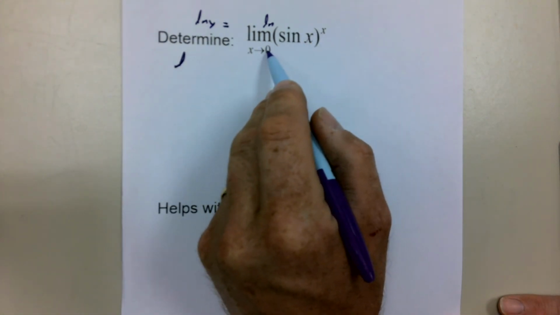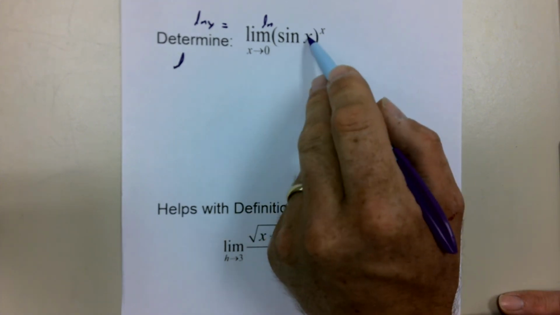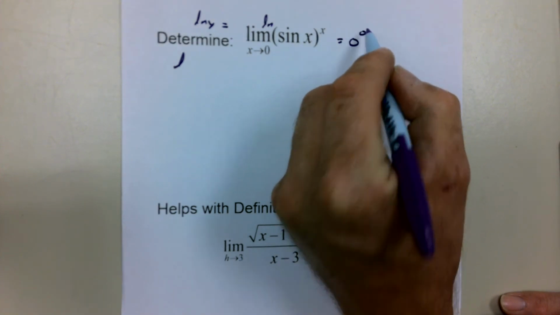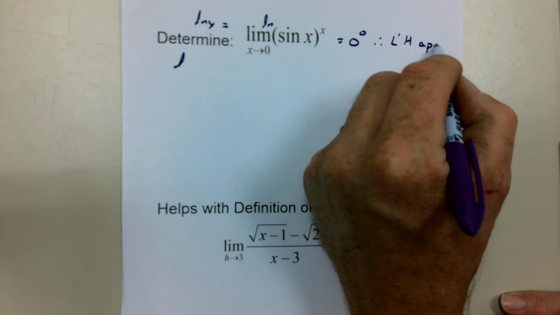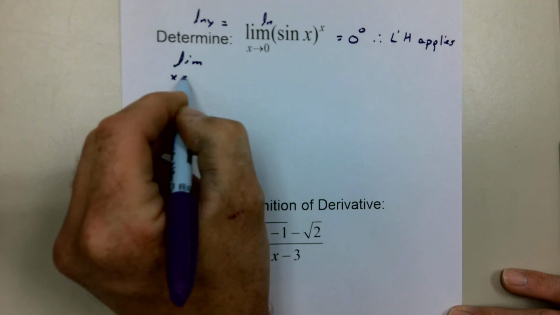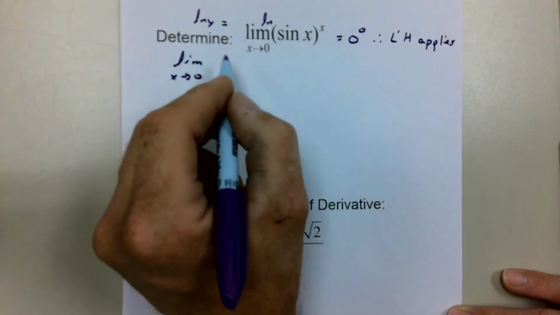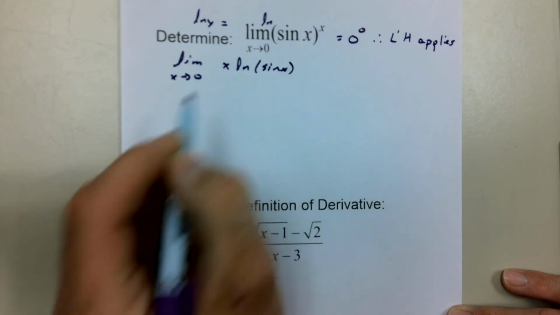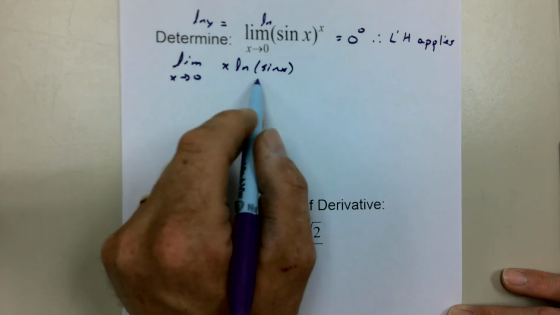Again, if we plug in 0, I guess we should make sure L'Hopital's rule applies. If I plug in 0, sine of 0 is 0, and then to the 0, so we end up with 0 to the 0. Therefore, L'Hopital's rule will apply. So we're looking at the limit as x goes to 0 of the natural log of the sine of x to the x. We can bring that x to the front of the natural log of the sine of x. We can then bring this x to the bottom.